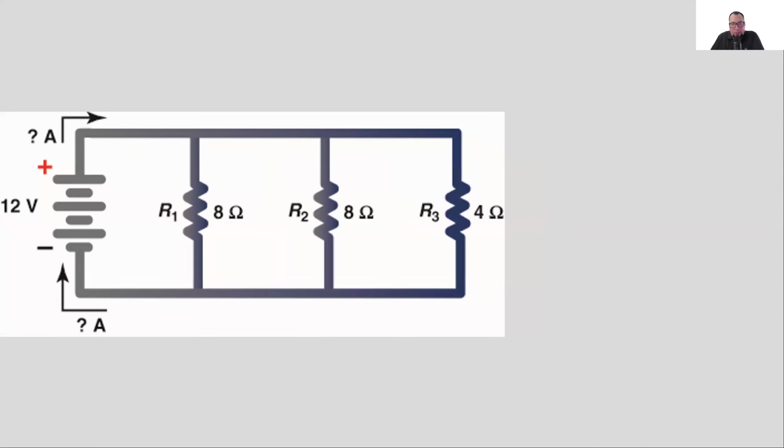So this one, we need to find amperage. We could do amperage per leg, which is the way I'm going to show you. If you wanted to do the 1 over RT equals 1 over R1 plus 1 over R2 plus 1 over R3 to find the total resistance, you can. Let me show you how to do that real quick. 1 over 8 plus 1 over 8 plus 1 over 4. And that'll give us 1 over RT.